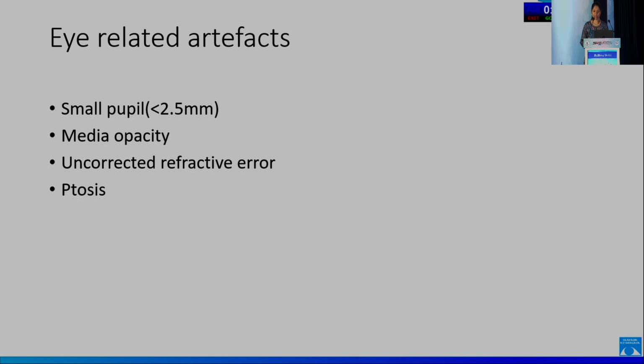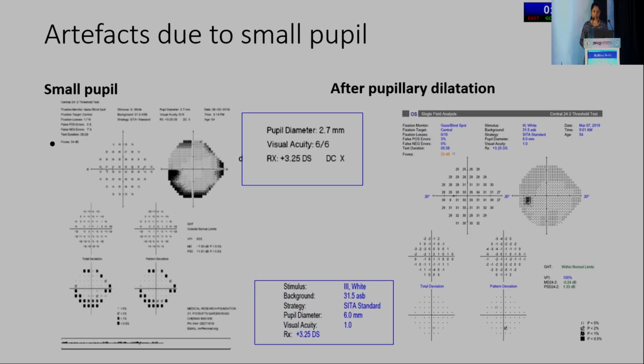Other eye-related artifacts are due to small pupil, media opacity, uncorrected refractive error, and ptosis. This is a visual field test of a primary angle closure disease patient on pilocarpine. The first field is done with a pupil miotic. As we can see, there are defects in the peripheries, but after dilatation, the visual field test is normal.